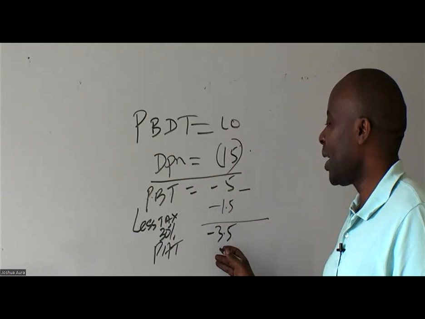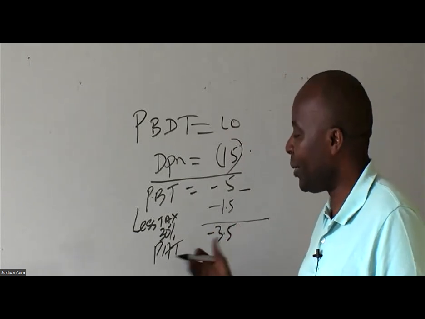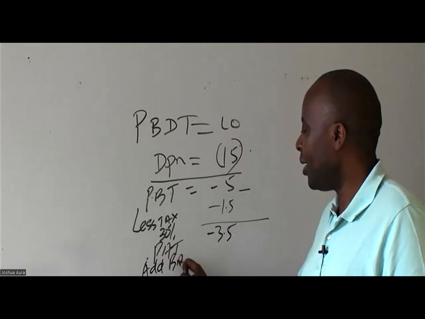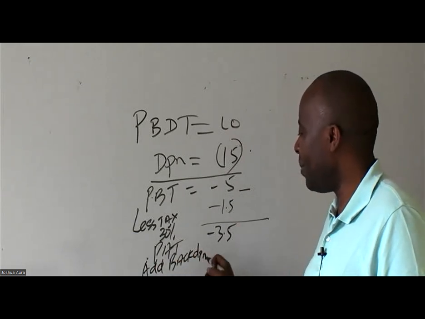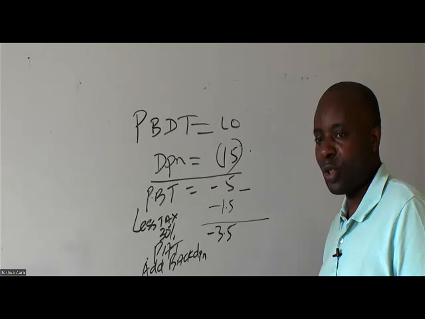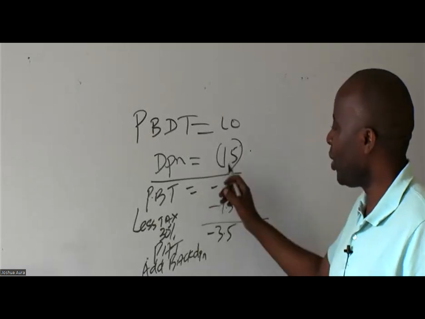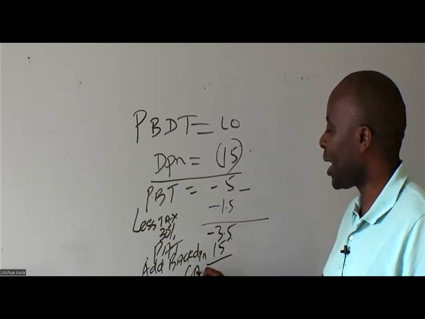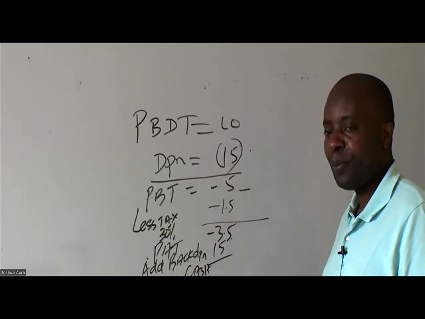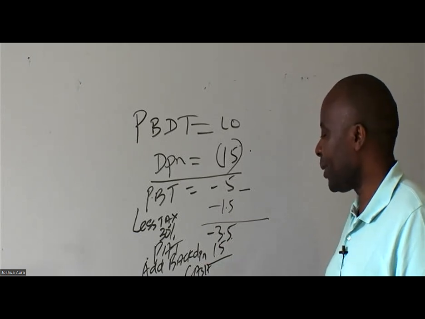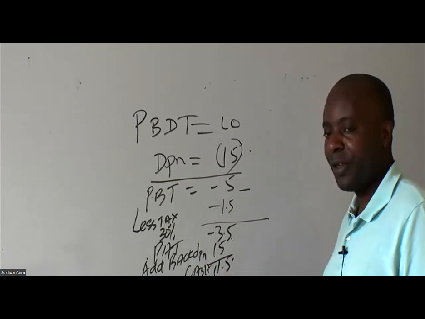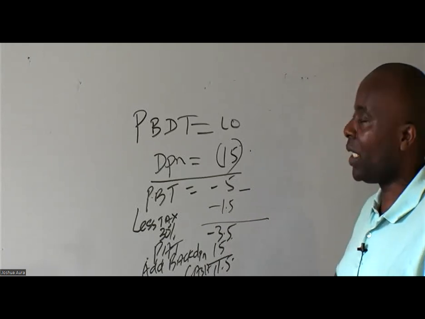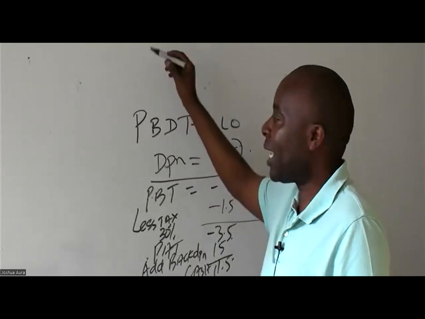Having gotten this, I should be able to add back depreciation, remember. We add back the depreciation of 15. Then we get what we call cash flow. So cash flow here will be how much? They say it will be 11.5, which we would have easily gotten by taking this approach.